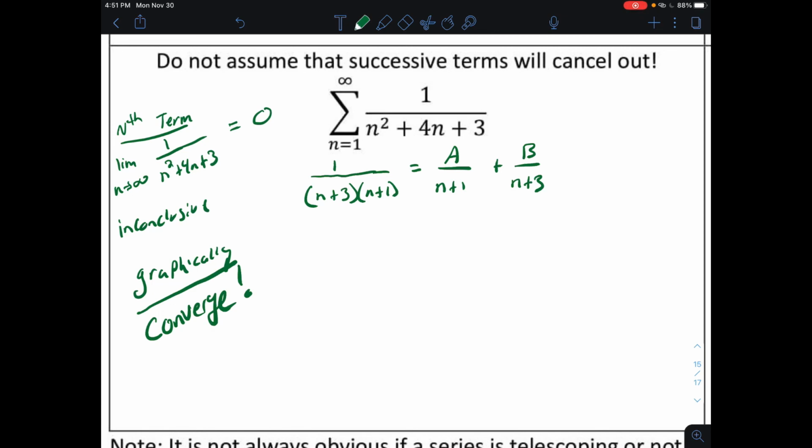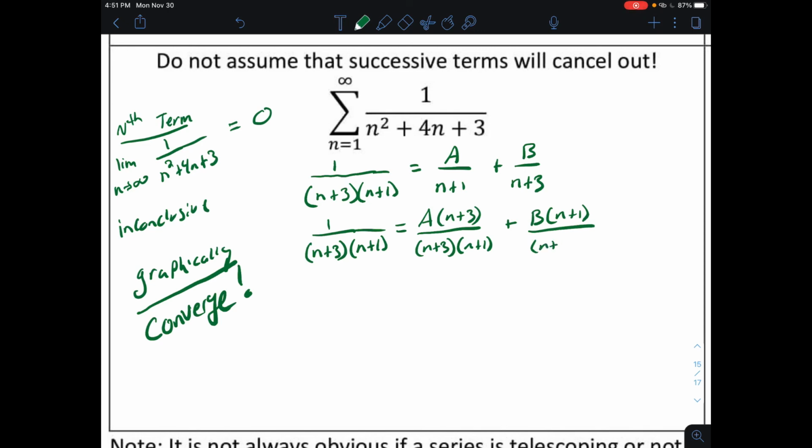And we go through this process. So I'm going to go through the process of getting common denominators on the right-hand side. So 1 over n plus 3 times n plus 1 is equal to a times n plus 3 over the common denominator n plus 3 times n plus 1, and then plus my b fraction would get multiplied by n plus 1, which means its denominator would still be that common denominator of n plus 3 times n plus 1. So we're working at this stage with the numerators because I have a rational equation. I want to solve for a and b. So I got 1 is equal to a times n plus 3 plus b times n plus 1.